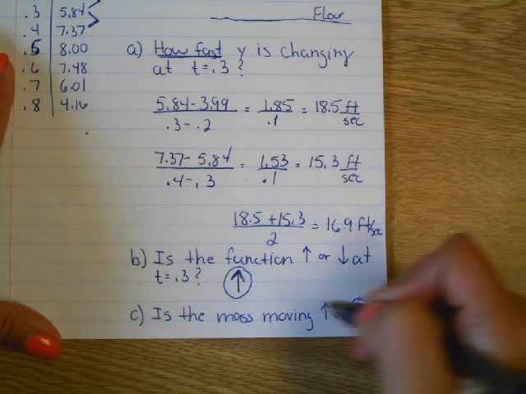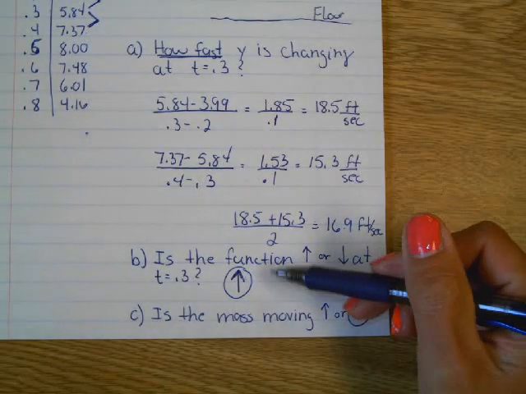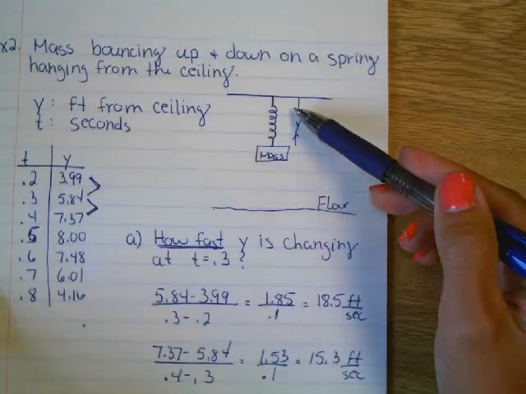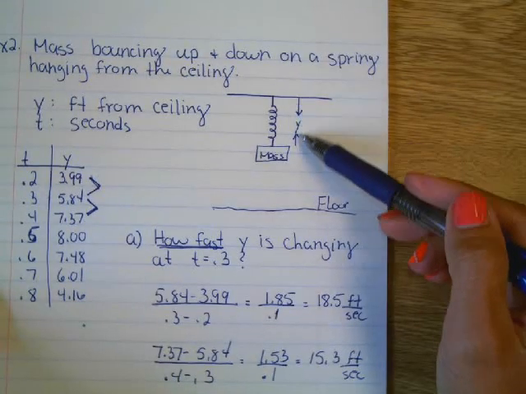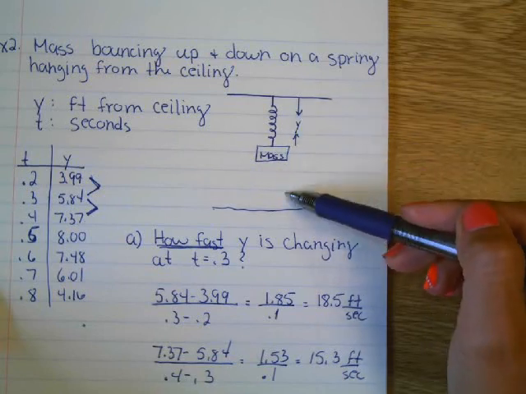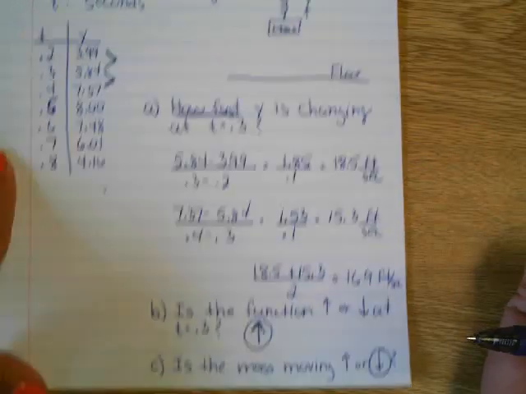Okay, kind of some backwards thinking there. People automatically want to think, oh, if it's increasing, it's got to be going up. Nope, not the way y was defined. Y was defined as the distance from the ceiling. The only way for that distance to get bigger is for this mass to be on its way down to the floor. So be careful on those.